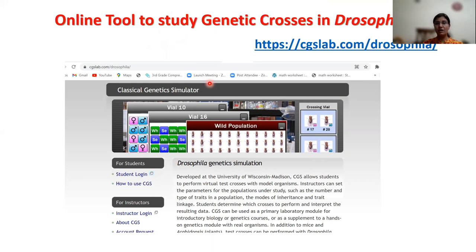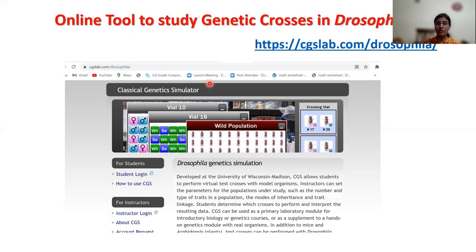Now there is a very interesting tool to study the genetic process in Drosophila. This is a Drosophila genetic simulation. This online simulator has been developed by the University of Wisconsin Medicine, and it allows the student to perform virtual test crosses with the model organism. The instructor can set the parameters for the population under study, such as the number and type of traits in the population, modes of inheritance, trait linkage, etc. The student can determine which crosses to perform and interpret the result in the form of numbers.